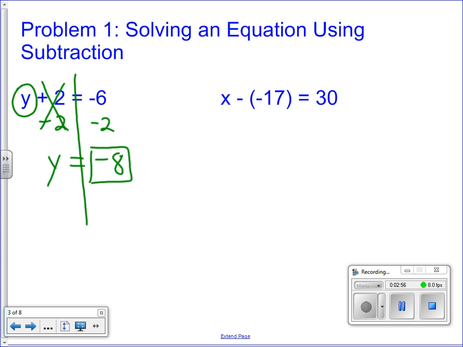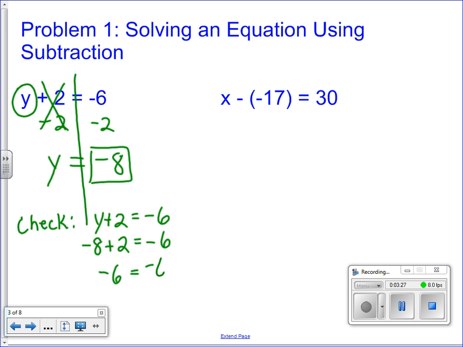One should always check your work on an equation, and then you know that you have the correct answer. To check it, you want to replace the value for y, negative 8, in the original equation. So in our equation, y plus 2 equals negative 6, we're going to replace the y with negative 8. Add 2 and see if we get negative 6. Well, negative 8 plus 2 is negative 6. And since negative 6 is equal to negative 6, we have a correct answer. It checks out.